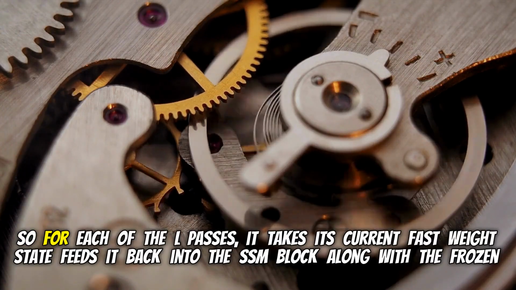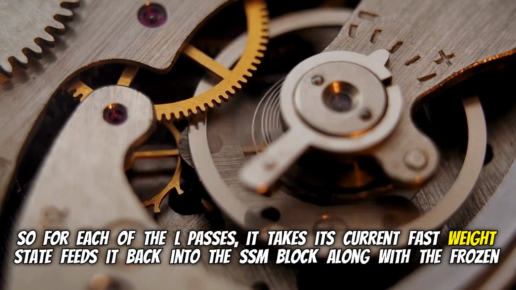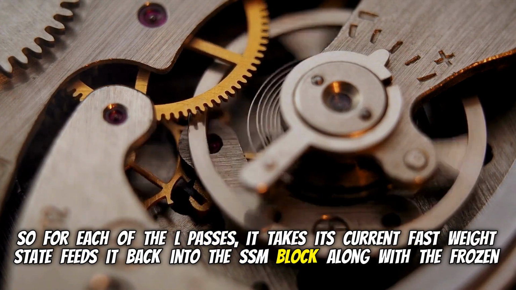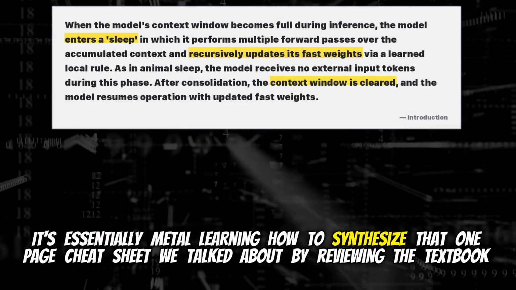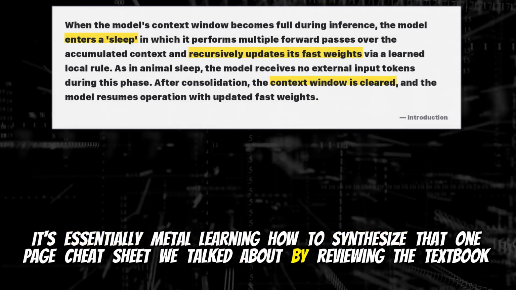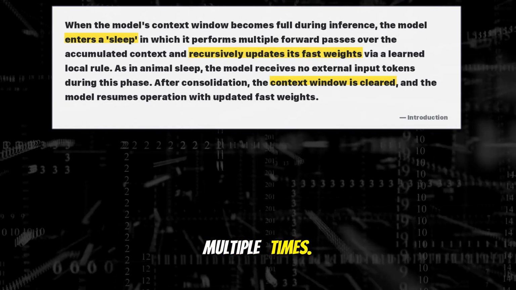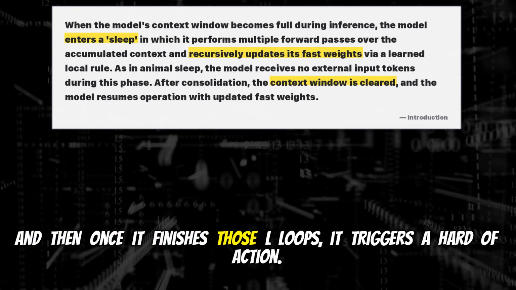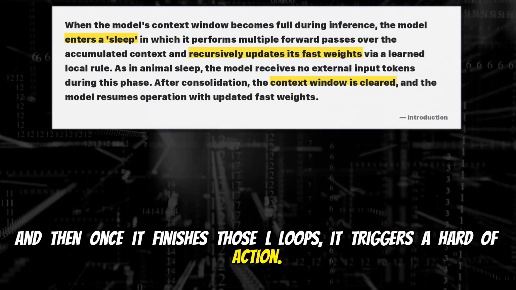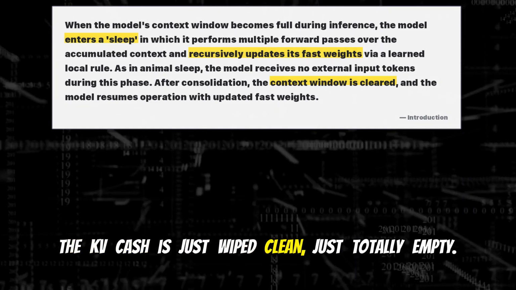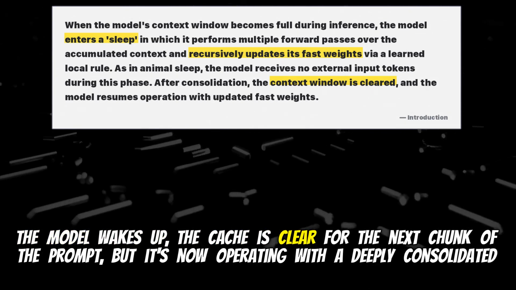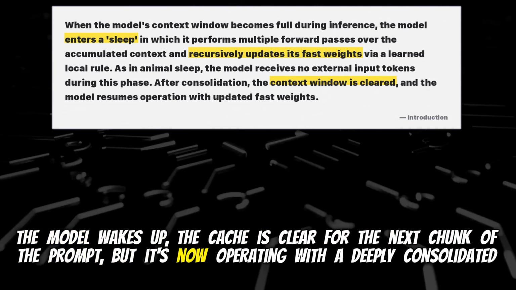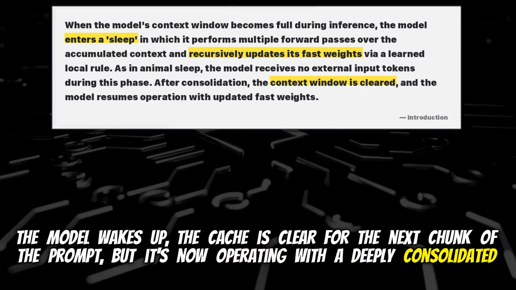Oh, I see. So for each of the $ passes, it takes its current fast weight state, feeds it back into the SSM block along with the frozen $ tokens, and applies a nonlinear update to the state matrix. It's essentially meta learning how to synthesize that one-page cheat sheet we talked about by reviewing the textbook multiple times. Exactly. And then, once it finishes those $ loops, it triggers a hard eviction. The KV cache is just wiped clean. Just totally empty. Yes. The model wakes up, the cache is clear for the next chunk of the prompt, but it's now operating with a deeply consolidated fast weight memory.